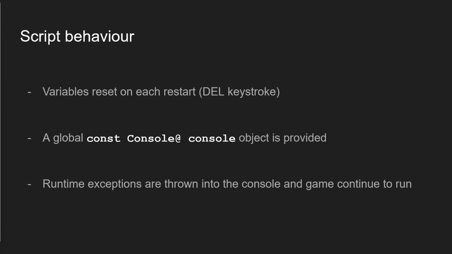Second, you just saw me using the console object. It is global and can be accessed from anywhere in your scripts. Lastly, if any error happens during execution, the procedure is terminated, but the game continues to play and can trigger the same code again.